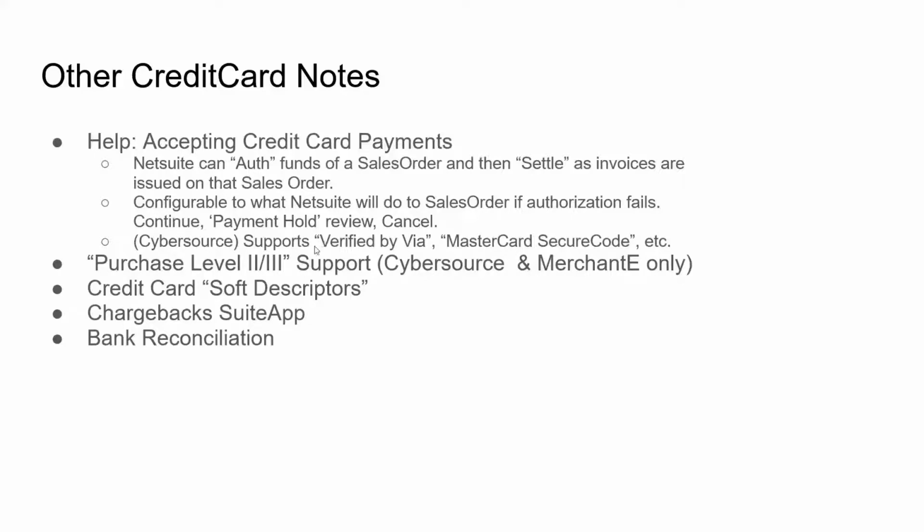CyberSource does support Verified by Visa and MasterCard SecureCode. So if you're wanting even better interchange rates, be aware that that is possible through those capabilities. Also, purchase level 2 and purchase level 3 is supported only through CyberSource and Merchant E, at least according to the NetSuite documentation. Then the credit card soft descriptors I had mentioned earlier, those are for fine-tuning what your customers would see on their credit card statements.